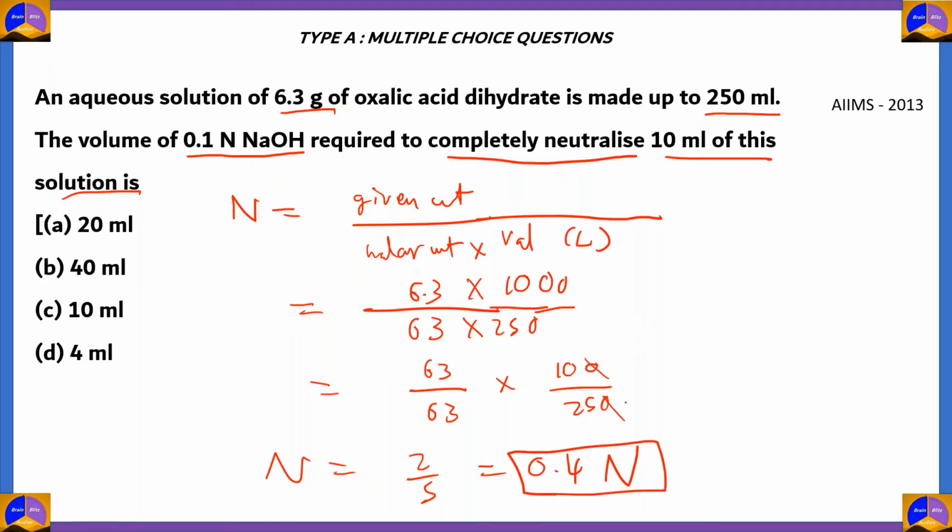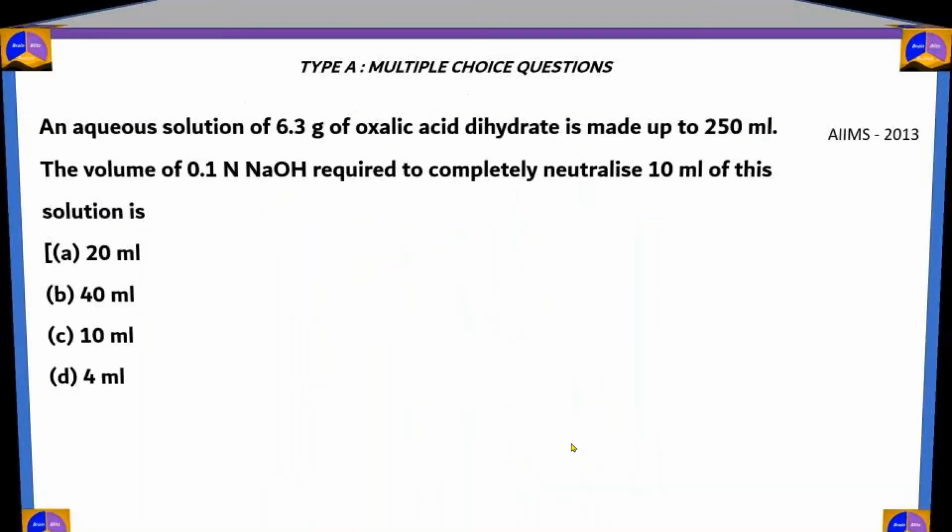So now we have the normality of NaOH and the normality of oxalic acid. So we need to neutralize this solution. How do you do it? For neutralization, N1V1 is equal to N2V2. So the product of normality and volume of the first solution will be equal to the product of normality and volume in the second solution.